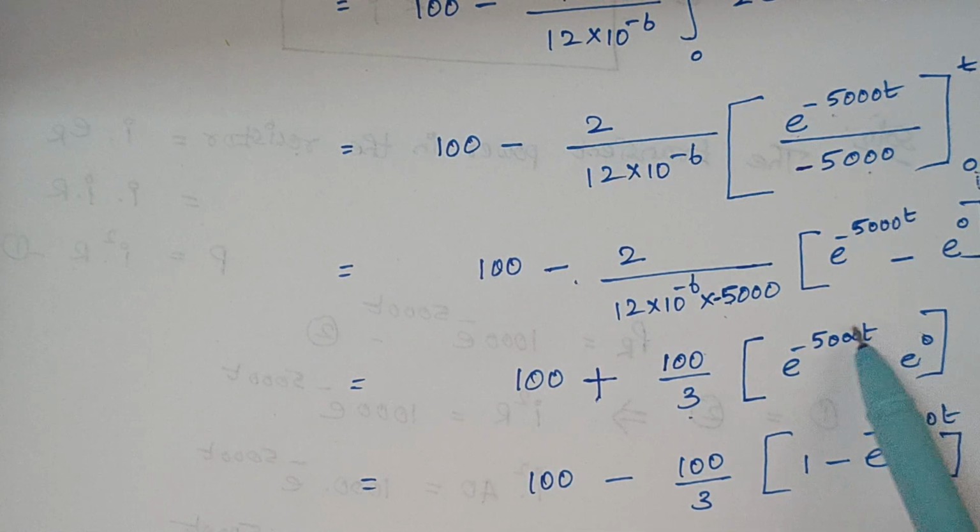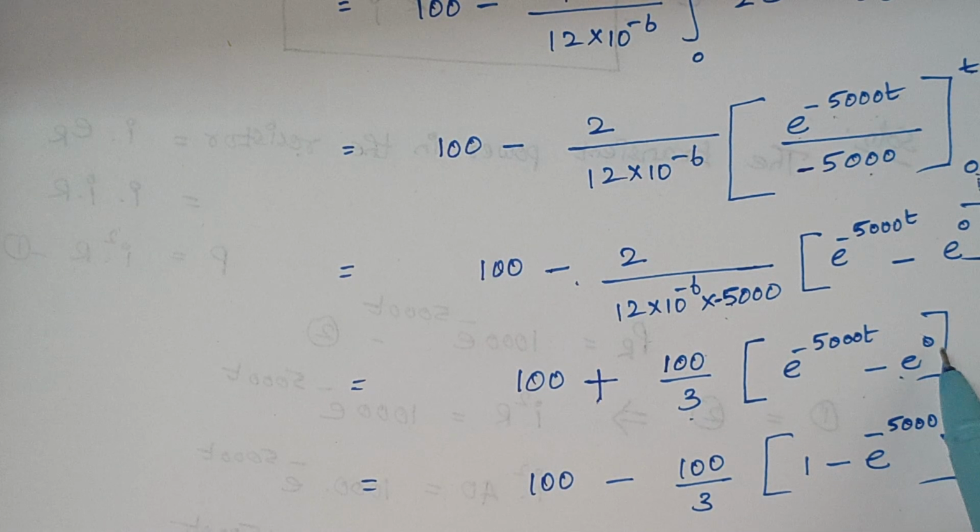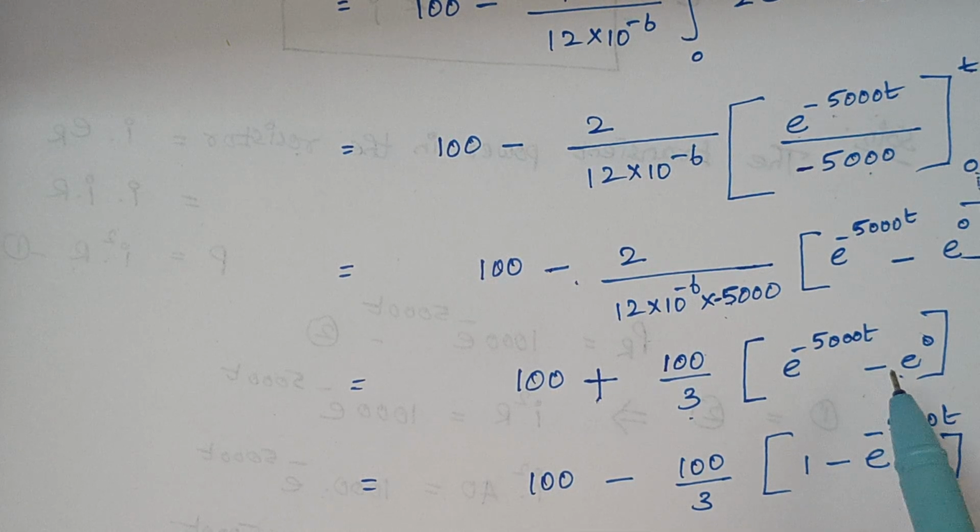So it becomes plus here, and we have the expression. Now I am rearranging this equation. When I rearrange it, this minus e to the power 0 gives the value as 1. So I am rewriting this, with e to the power 0 coming first and then this one. I am taking minus outside, so that becomes 100 minus 100 by 3 of 1 minus e to the power minus 5000t. Here you may have a question: why do we have to take this minus outside?